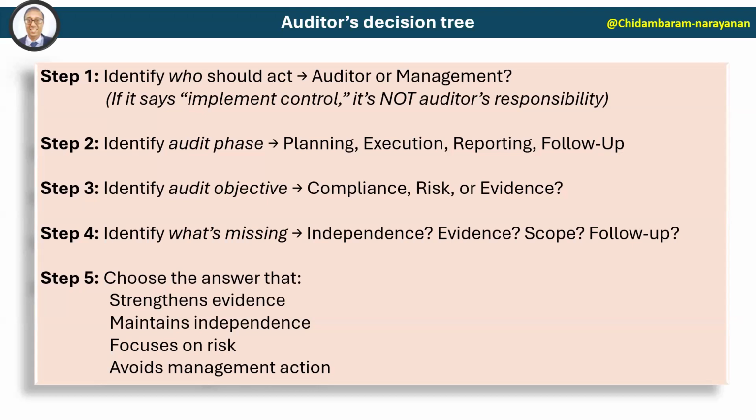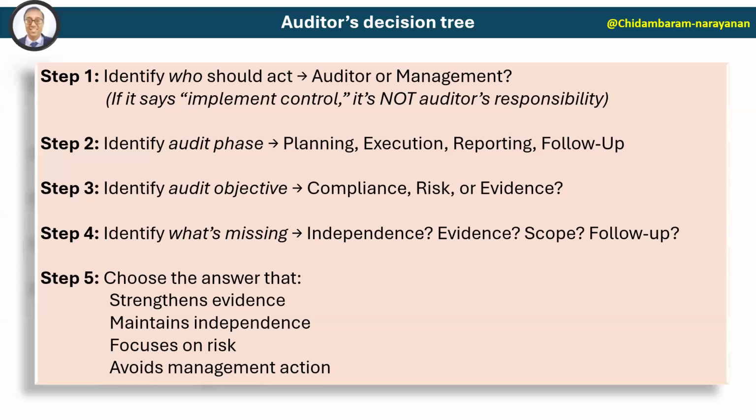We have to always visualize that in our head, because ultimately the question will be answered by just eliminating and identifying the right answers. If it is talking about audit objectives, then is it compliance, risk, or something else? Is it talking about evidence or a control? Then finally, it can be in terms of what is missing. Is it independence, evidence, scope, or follow up, any of those things which can be missing in the question. So again, that is another way of eliminating or identifying the right answer.